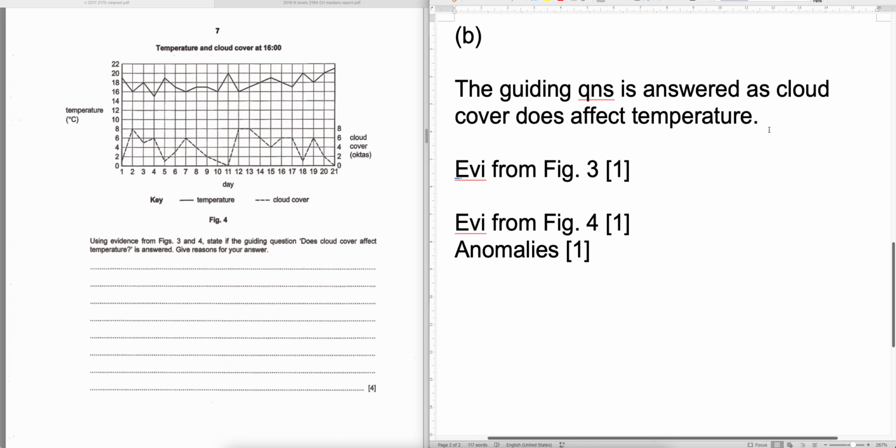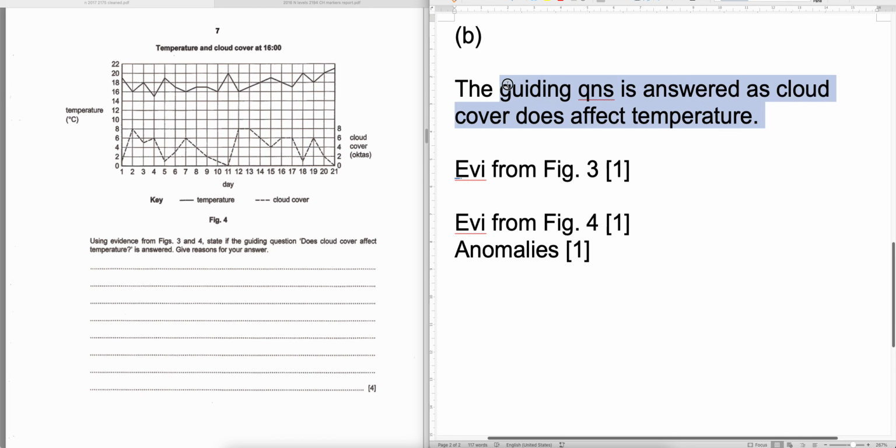Instead of just saying that there's a direct relationship, you should have brought up that there's a difference here at 8 a.m. and 4 p.m. So maybe that's why many of you only had 3 marks, because you forgot to be clear about this, or you forgot to talk about the anomalies.